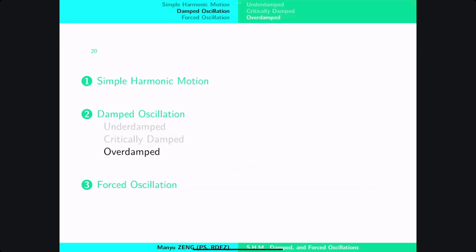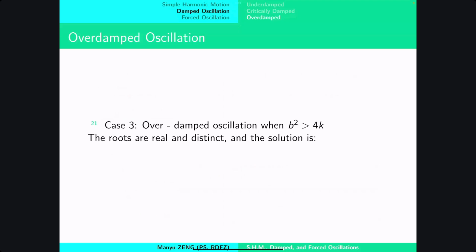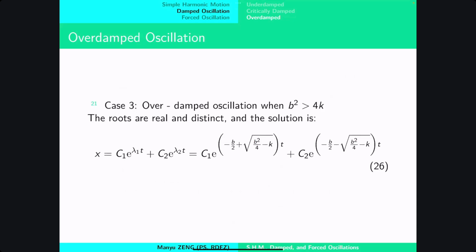The next section is overdamped. This is another case, b squared is greater than 4k, right? So the last case, the roots in this case are real and distinct, and the solution is in this form. You cannot simplify C1, C2 into one arbitrary constant in this case either. So this is the general solution, which is good.